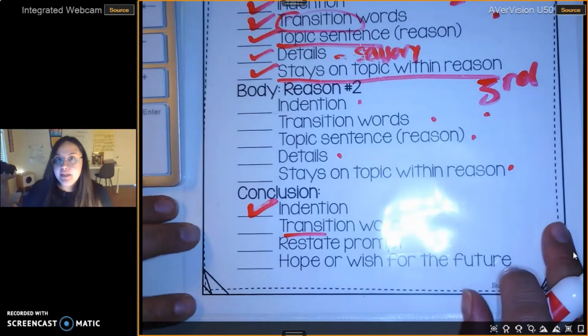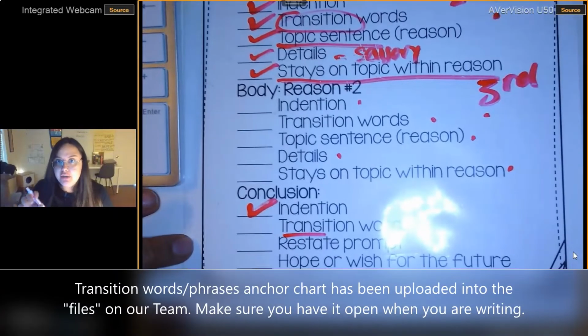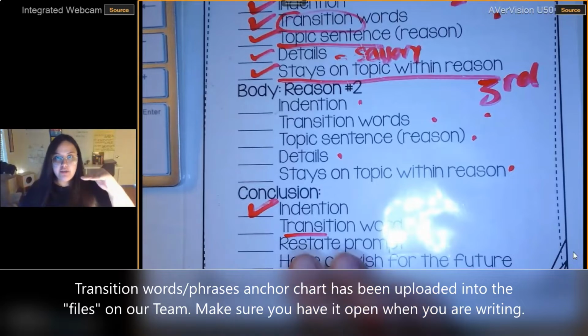I have uploaded the transition words anchor chart up to the files in the general section of our class teams. So if you go to our class, you hit general, then you go to the top and it'll say files.